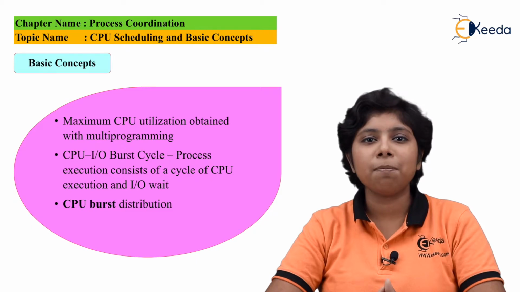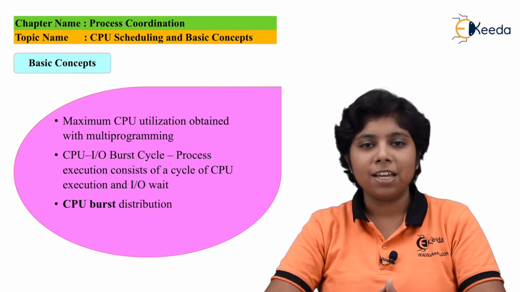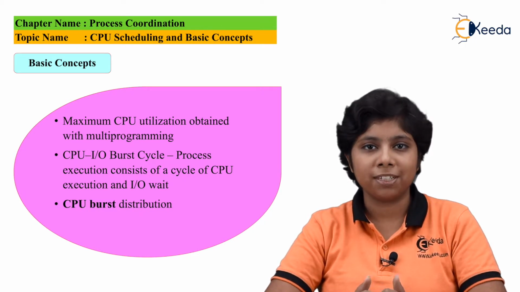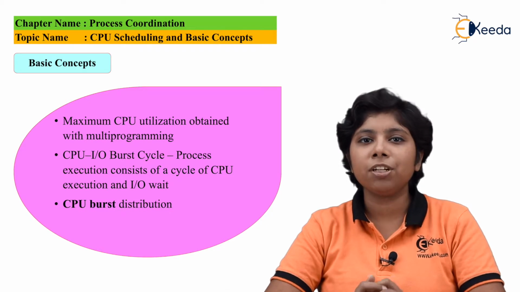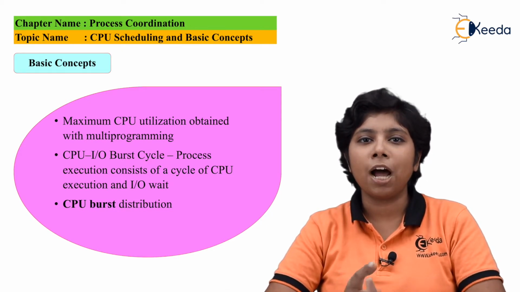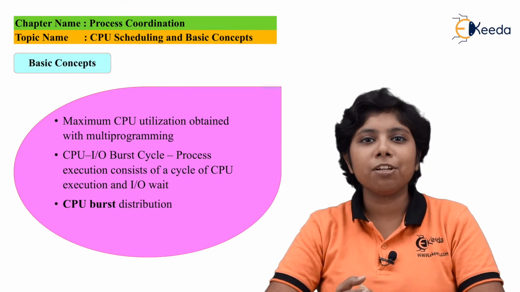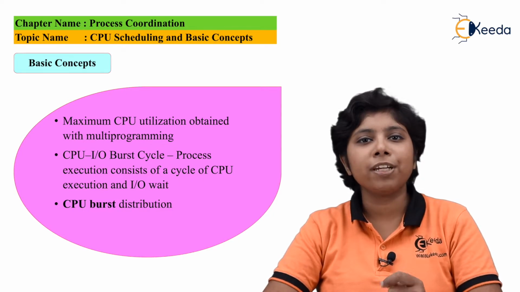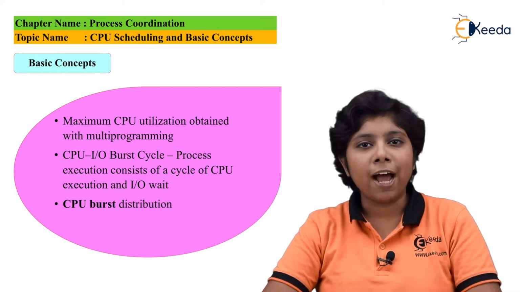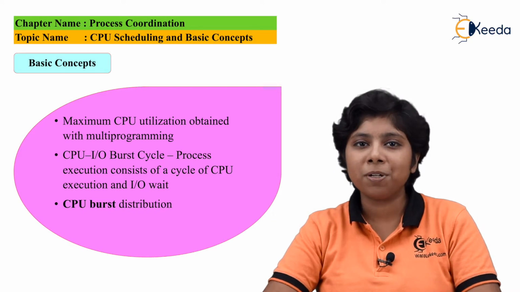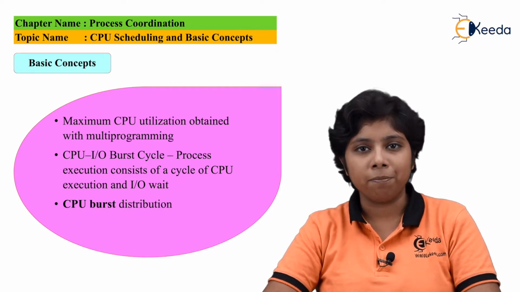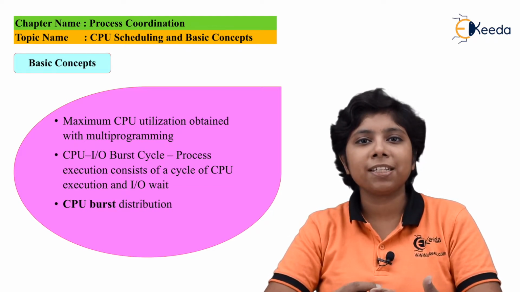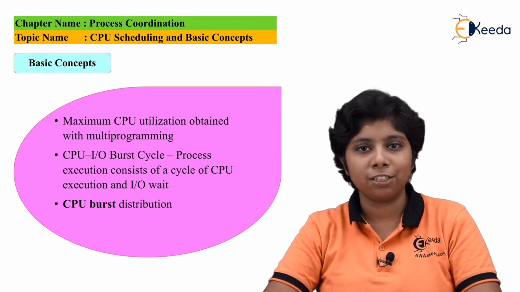The first one is the CPU I/O burst cycle. CPU scheduling can be done in a good way by an observed property of processes. A process execution consists of two parts, the CPU execution and the I/O wait. When the CPU execution is done, the process begins its execution. After that, it waits for an I/O to complete. After the I/O completion, it again gets a CPU burst, then again an I/O burst. Finally, this cycle continues, and at last, a CPU burst is executed to terminate the process's execution.